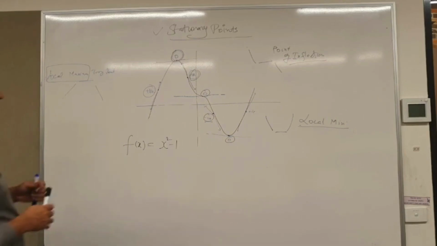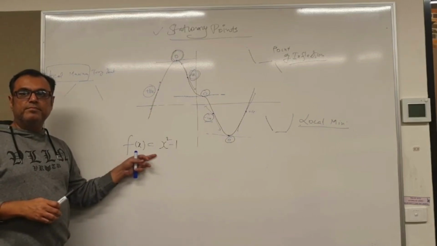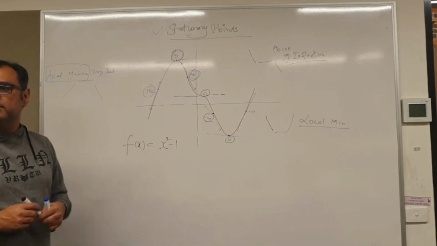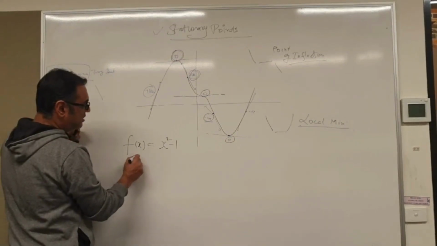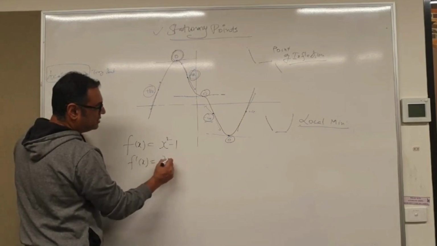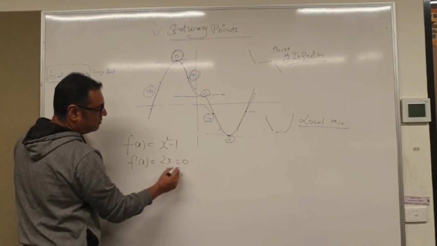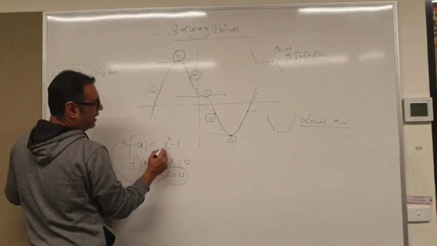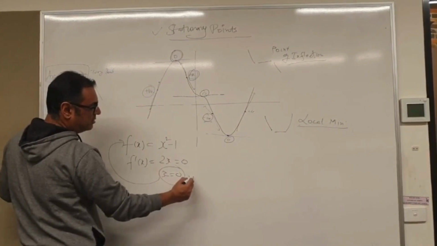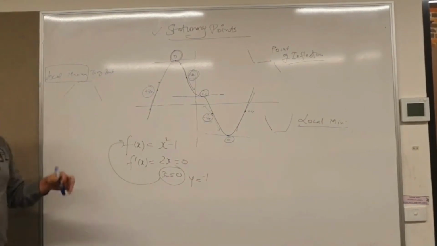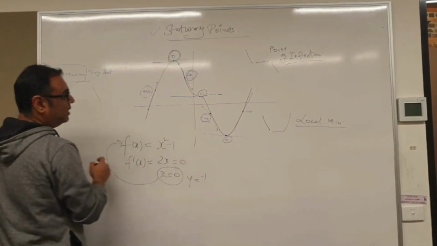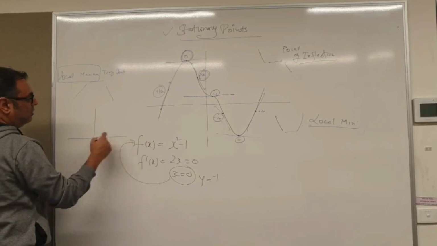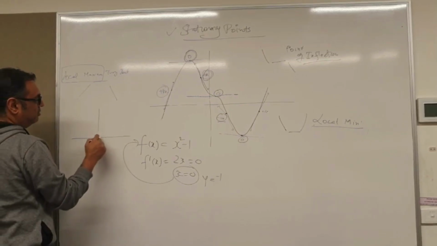That's fine. Find the derivative, equate it to 0, you get the answer. So f dash x is 2x. Make it 0, so x is 0. Plug the 0 back in here and you get y is minus 1. So your turning point is 0 comma minus 1. So it must be this kind of parabola.